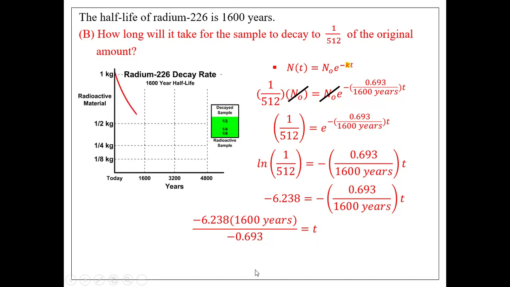If you do this correctly, the negative signs will cancel out, and it will leave you with about 14,402 years. So that is the answer for part B. It'll take about 14,402 years for this 1 kilogram sample to reduce down to 1 over 512th of its original amount.